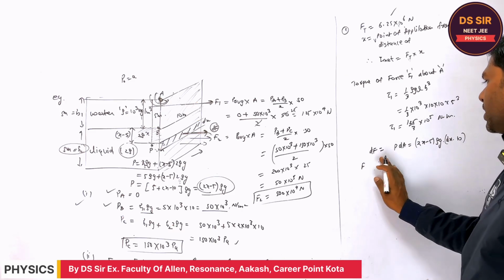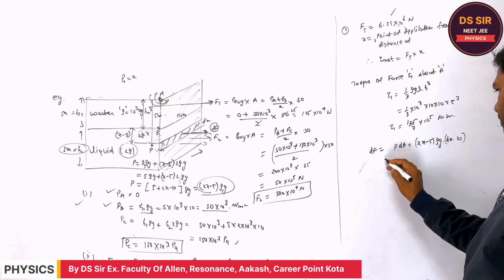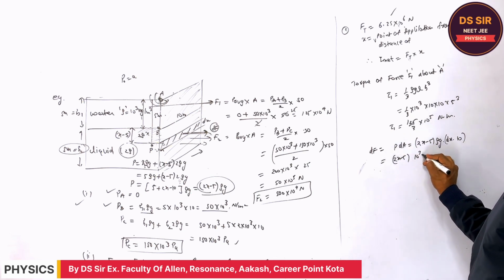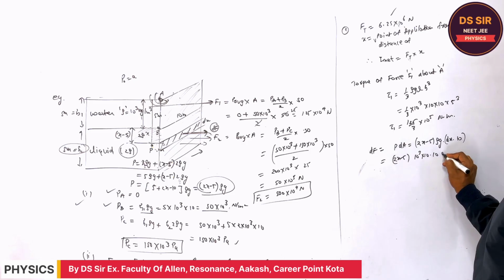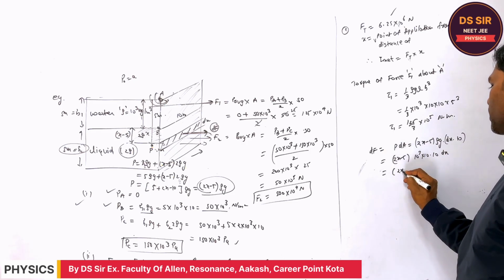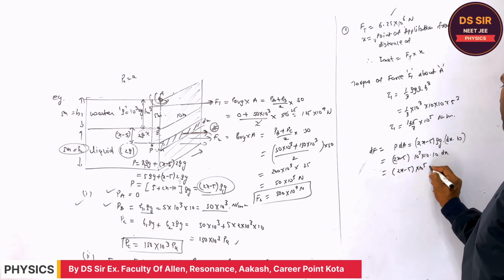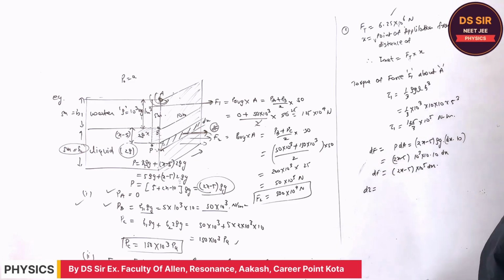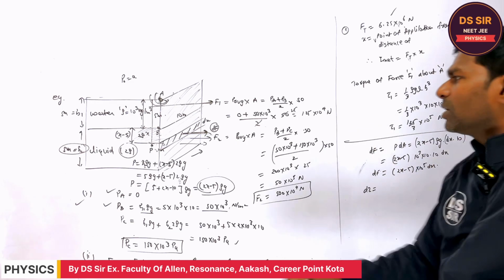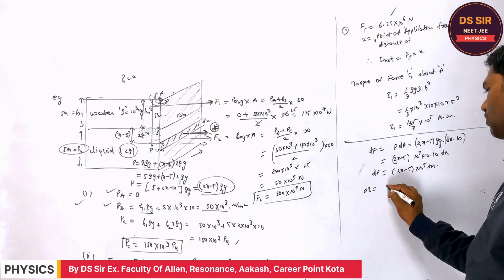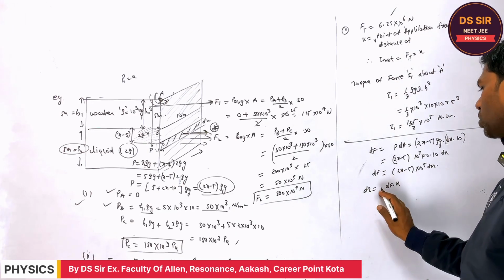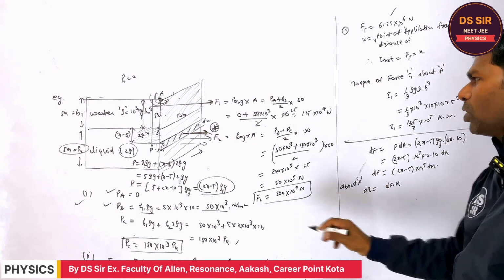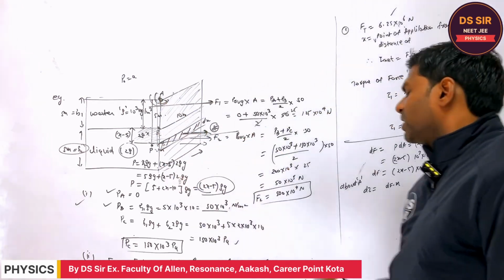So if you calculate, this is the df: (2x minus 5), 10 to the 3 into 10 into 10 into dx. So df is (2x minus 5) into 10 to the power 5 dx. So what is the d tau? I'm finding the torque due to the force F2. d tau is equal to what? df into x, about A. I'm writing about A because this is the perpendicular distance at which df is acting.